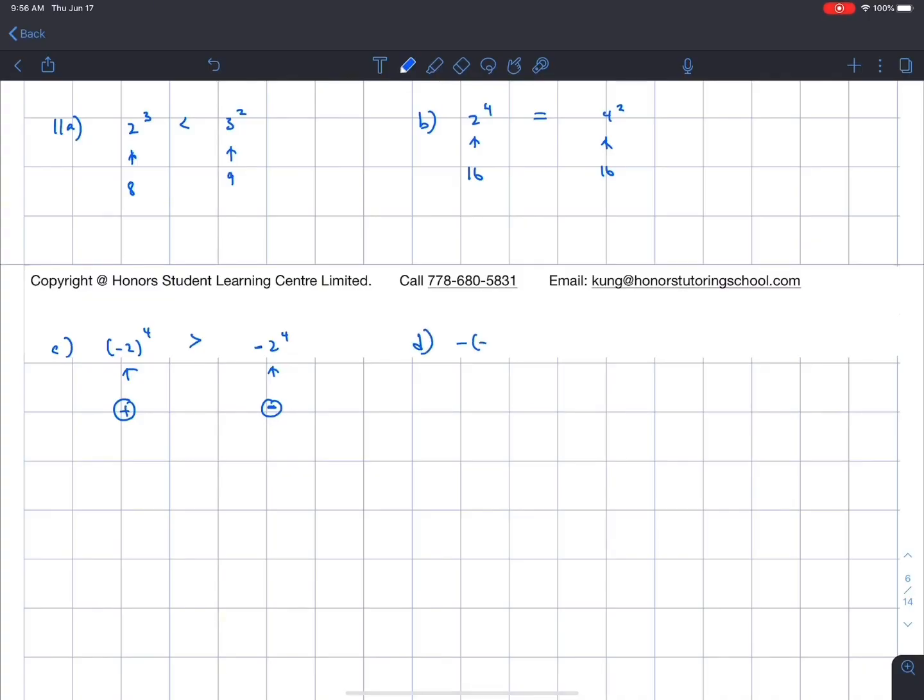The negative 2 to the power 3 and 2 to the power 3. So this one we have a negative base, odd power, so it will be negative, but the coefficient is negative, so negative times negative is positive. So this will be the same as 2 to the power 3. And this is also 2 to the power 3, so they must be equal.